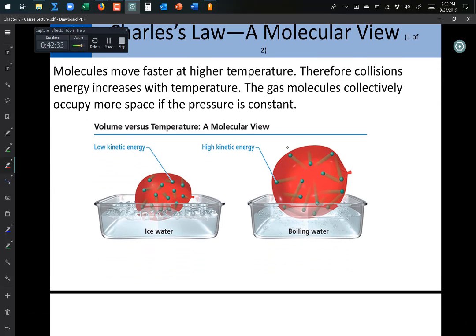Simple way to think about it: as you cool gas molecules, their kinetic energy drops, and if you heat gas molecules, their kinetic energy increases. If you think about heating a balloon up, you probably imagine it expands. In fact, it expands because the gas molecules on the inside have higher kinetic energy and they force the walls. So it just has to do with kinetic energy and collisions.